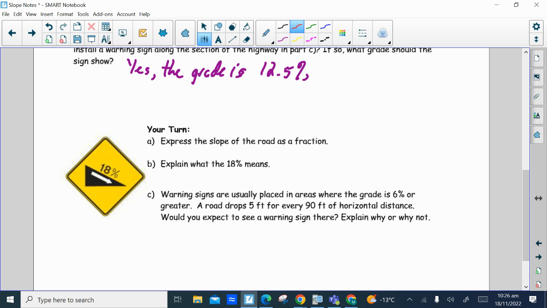So the your turn says, you've got that sign there. That means that the grade is 18%. Express the slope as a fraction. Well, again, 18% means 18 out of 100. Percent means a number out of 100. Now that could be reduced by dividing top and bottom by 9, and we'll get 2 over 50. It's the same value as 18 over 100 in both cases. Actually, we can do one more. We can divide top and bottom by 2 and get 1 out of 25.